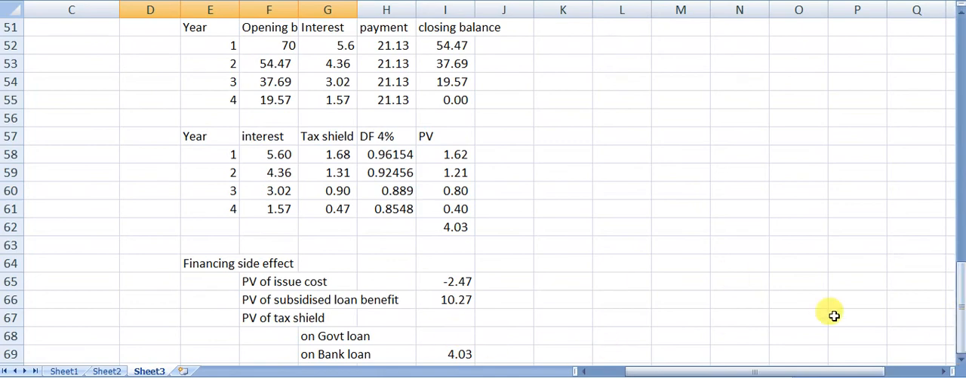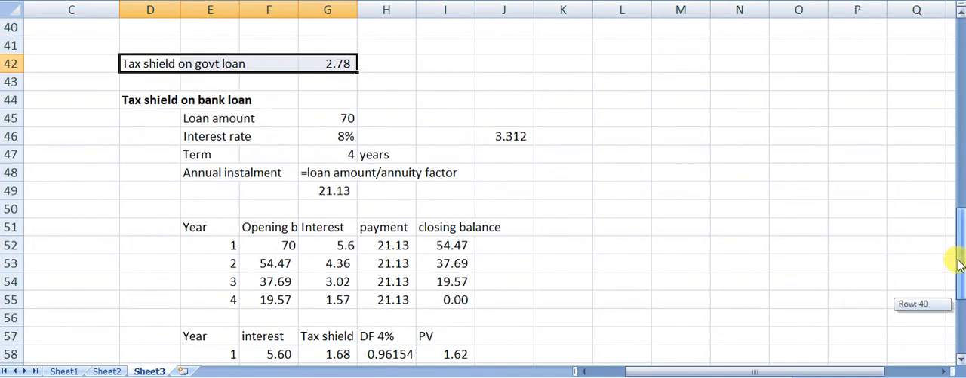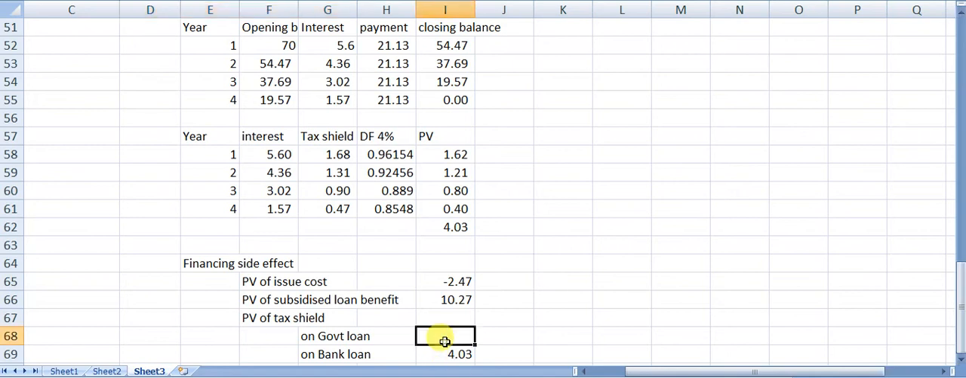So this was how much, bank loan tax shield? 2.78. That is also positive. Only the issue cost is negative. So get the total.